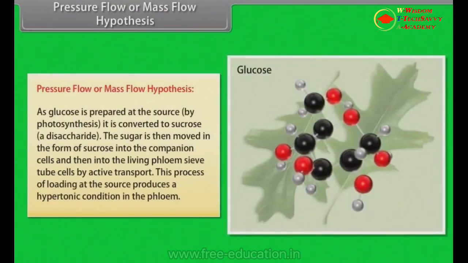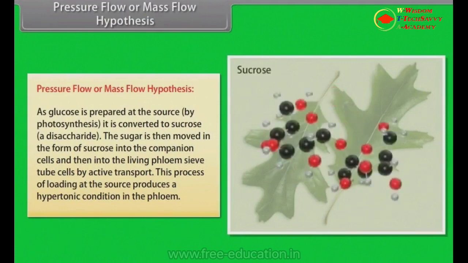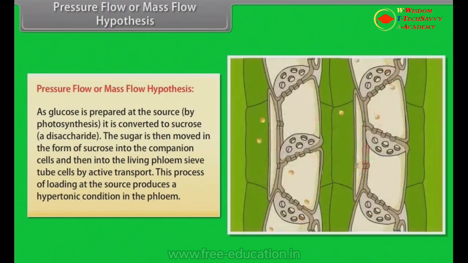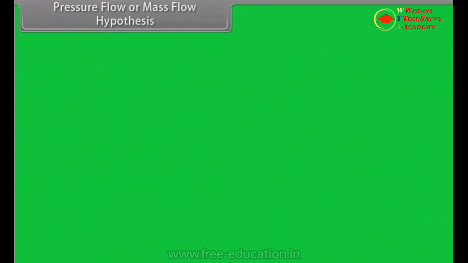Glucose is prepared at the source by photosynthesis. It is converted to sucrose. The sugar is then moved in the form of sucrose into the companion cells and then into the living phloem sieve tube cells by active transport. This process of loading at the source produces a hypertonic condition in the phloem.